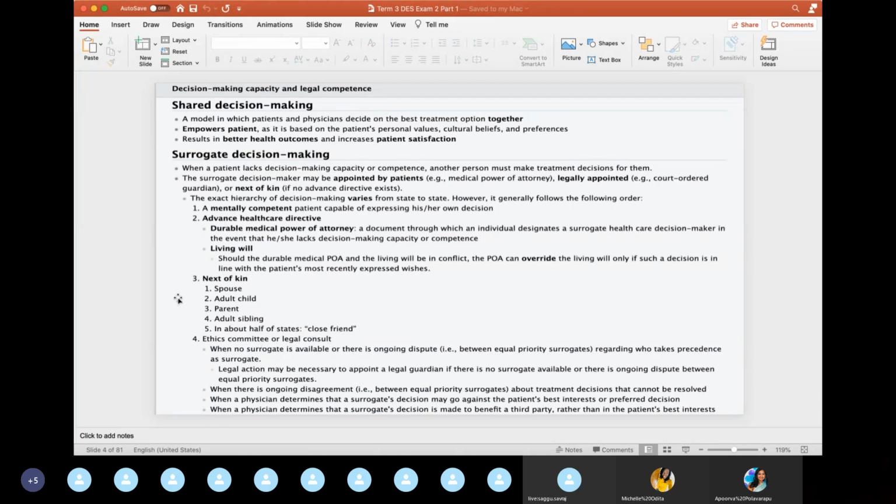Okay? Now, sometimes, of course, there's no surrogate available, or there's a dispute between the surrogates. What are you going to do first as a physician if there is disagreement? Let them talk, right? The first thing that you need to do is hold a family consult. Let them talk with each other. And then if there's still a discrepancy or dispute, then you go to the court. That's the last resort. But the first thing that you need to do is let them talk to each other.